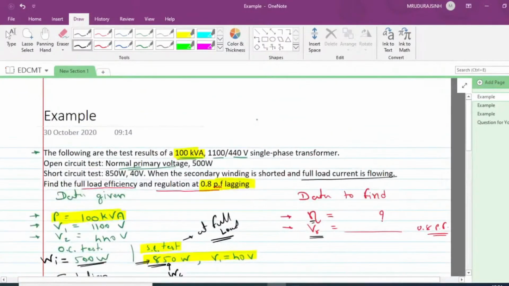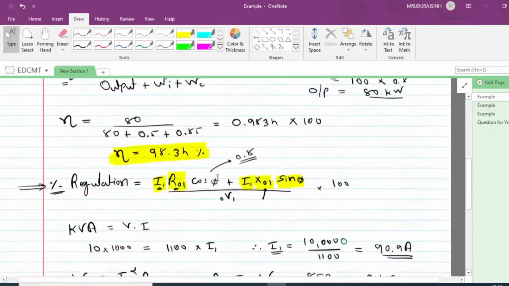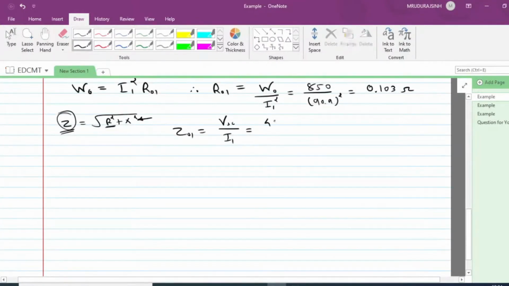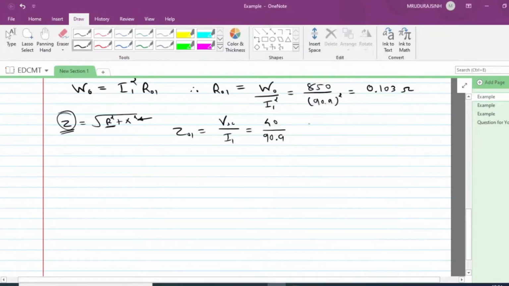And what is the short circuit voltage? The short circuit voltage is given to us as 40 volt. So we'll use VSC 40 divided by I1 which is 90.9. So 40 divided by 90.9 gives us 0.44. So this is equal to 0.44 ohm. So now the Z is known to us. Very good, Saurabh. Good work. So now the Z is known to us, that is 0.44 ohm.